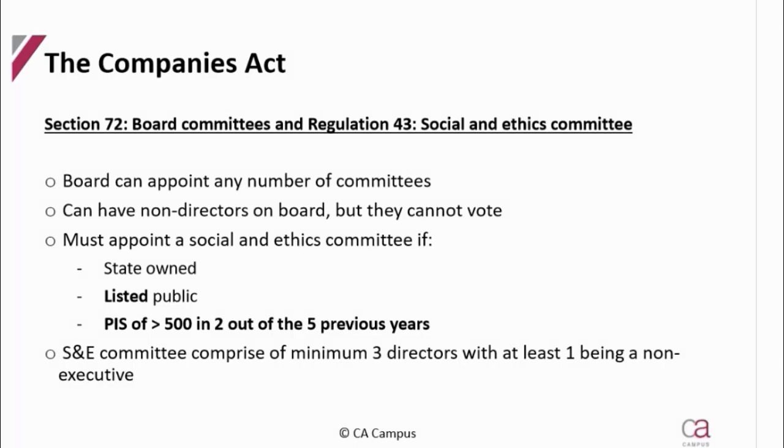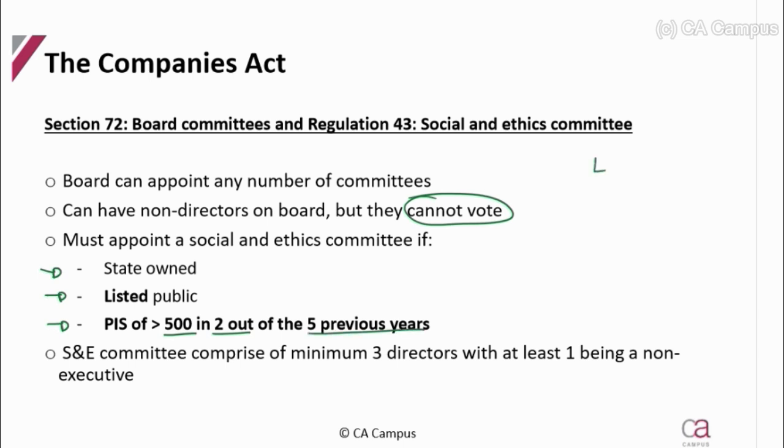Okay, section 72, board committees, and then I've added regulation 43, which is the social and ethics committee, because the Companies Act says that the board can have any number of committees as they feel fair, and they don't even have to have directors on those committees. So they could have people who aren't directors that are on the committee, they just cannot vote. They must appoint a social and ethics committee if it's state-owned, or they are listed, or their public interest score is more than 500 in any 2 out of the 5 previous years.